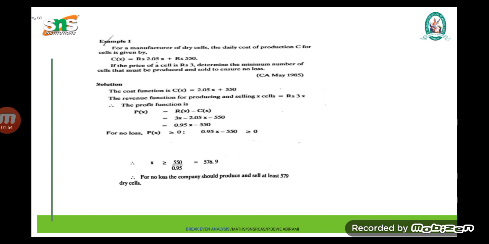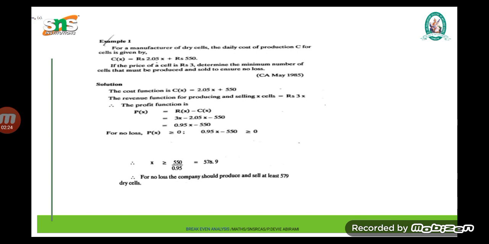The cost function is given by C(x) and the revenue function is 3x, because the price per unit is 3. The profit function is P(x) = R(x) - C(x), so 3x - 2.05x - 550. If I simplify it, I will get 0.95x - 550. They told that there is no loss. For no loss, the profit function should be greater than or equal to 0.